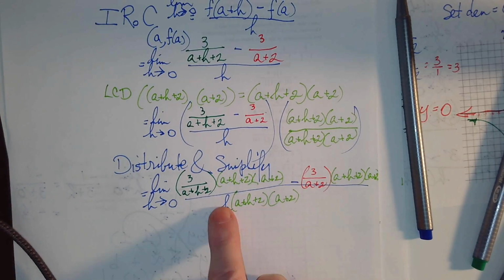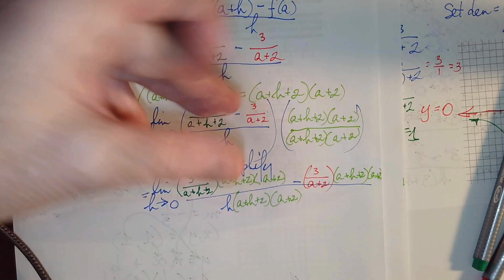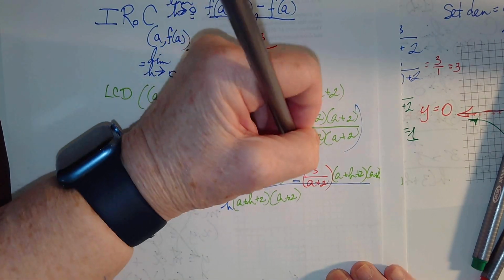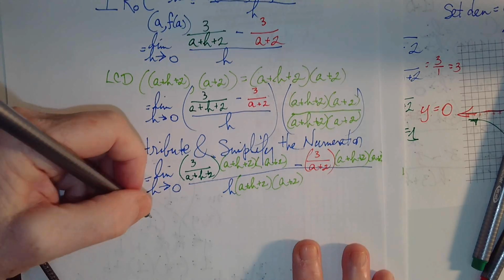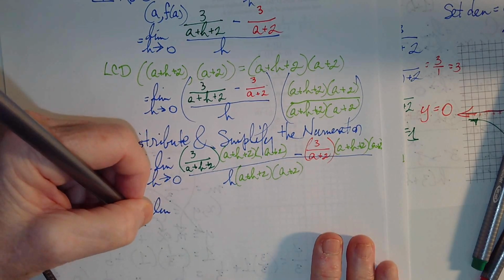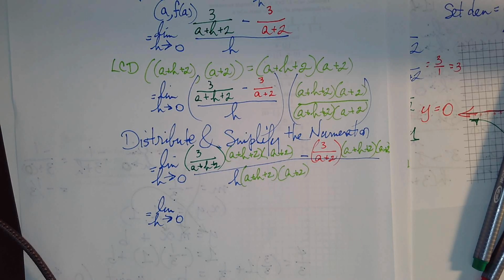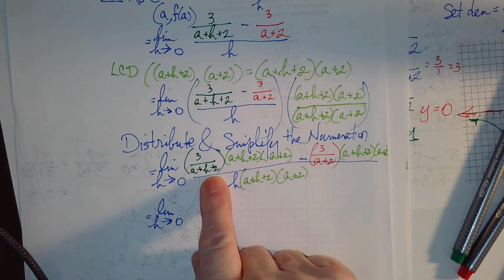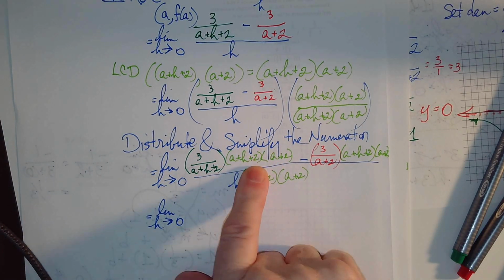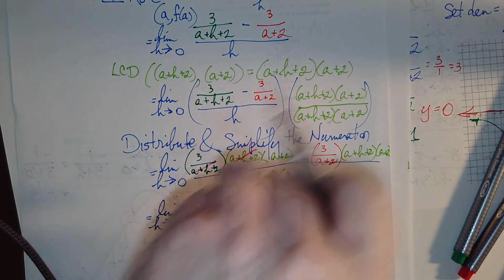It's important that we do not distribute and simplify the denominator. So we distribute and simplify the numerator. The limit as h goes to 0 of 3 over a plus h plus 2. We've got an a plus h plus 2 in the numerator and an a plus h plus 2 in the denominator.